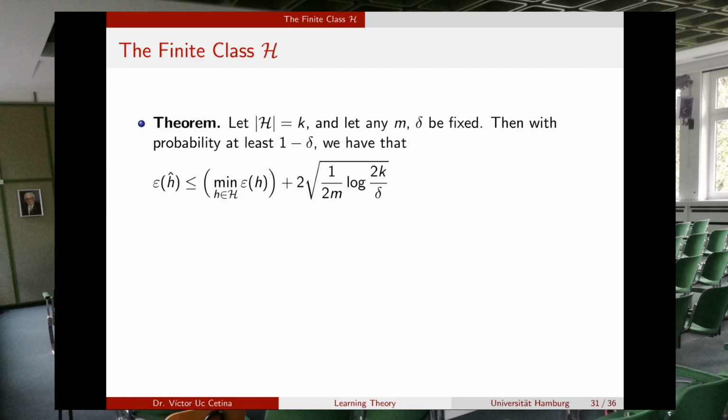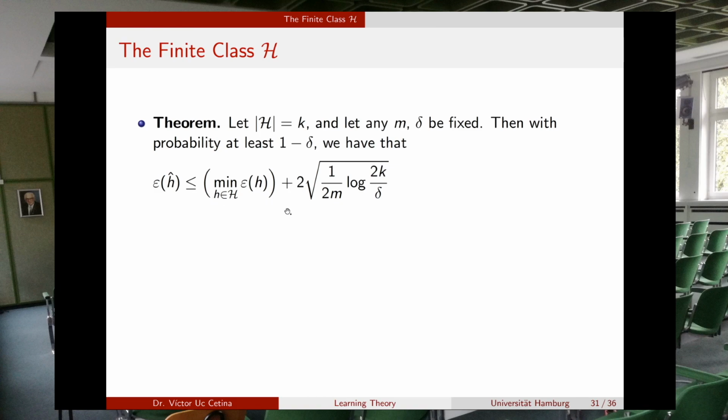So there's a theorem that says if k is the number of hypotheses in our hypothesis class, m is the number of examples, delta is fixed, then with probability at least 1 minus delta, we have this expression here. And here, what we are saying is, first, here is the generalization error of the best hypothesis trained with our data set. This is going to be at most equal to this expression here.